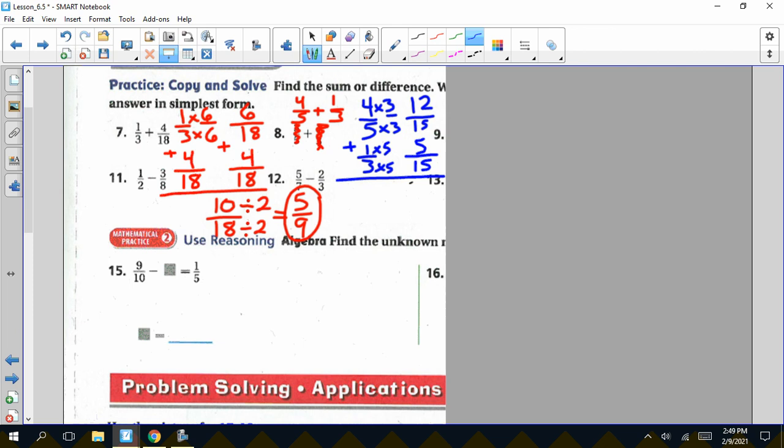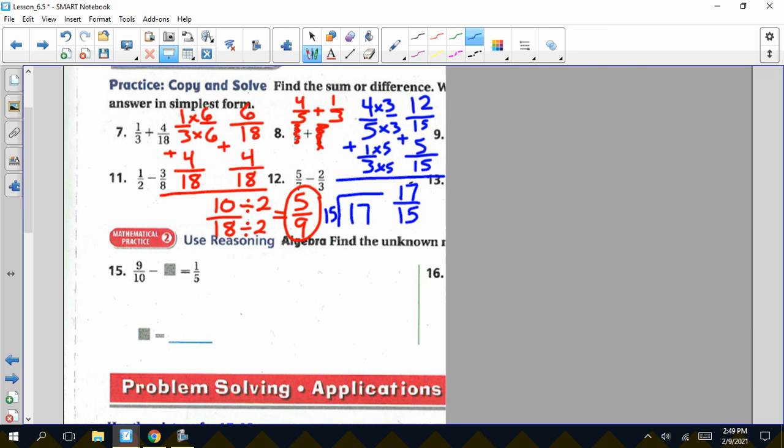Once I have my equivalent fractions, I can add the numerators. 12 plus 5 is 17 over 15. My denominator stays the same. The top number is bigger than the bottom number, so we need to divide it. We're using TIBO. So we go top number inside, bottom number outside.